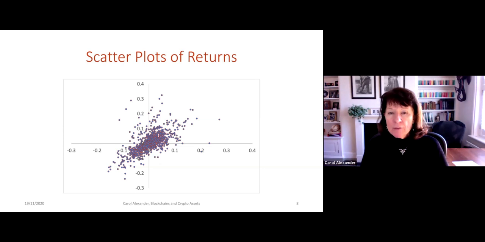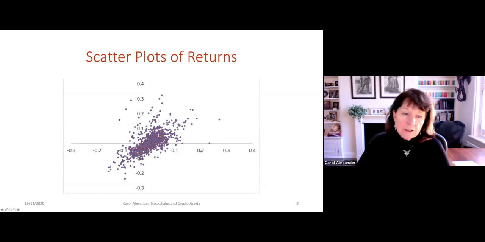And from this scatter plot, you can see that they tend to go hand in hand. Most often, if the return on this axis here, that's the return on Bitcoin, is positive, then so is the return on Ether. So a lot of the points are in this quadrant. Or if the return on Bitcoin is negative, then so is the return on Ether. It doesn't always happen.